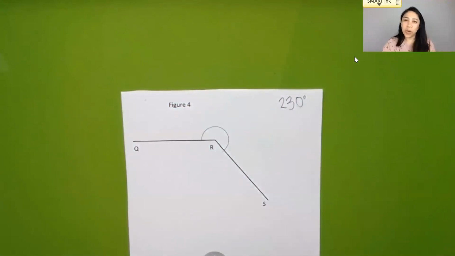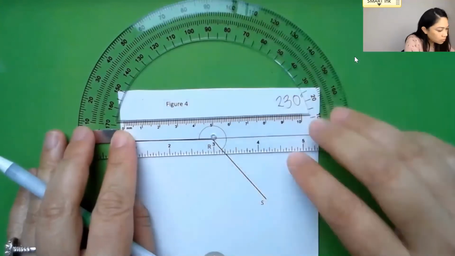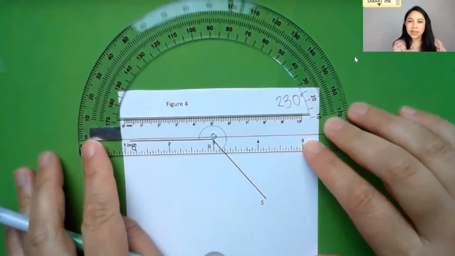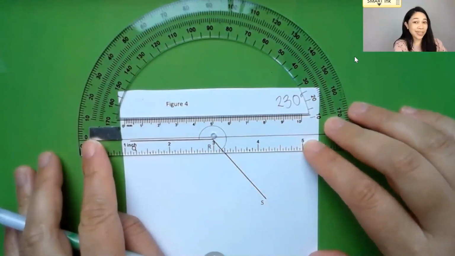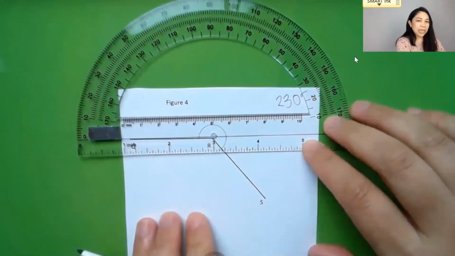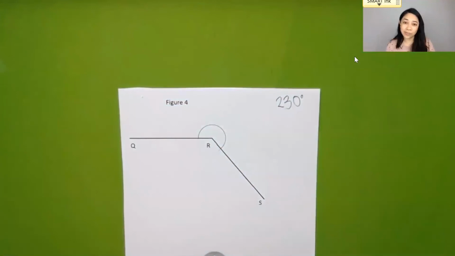Let's now use our 180-degree protractor to measure angle QRS. What do you notice? It appears that it isn't big enough to measure this angle. But let's figure out how we can use the 180-degree protractor.